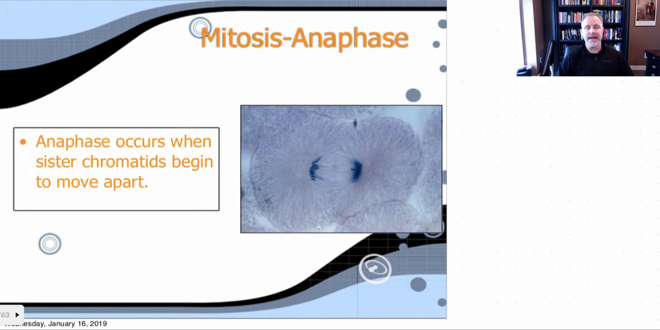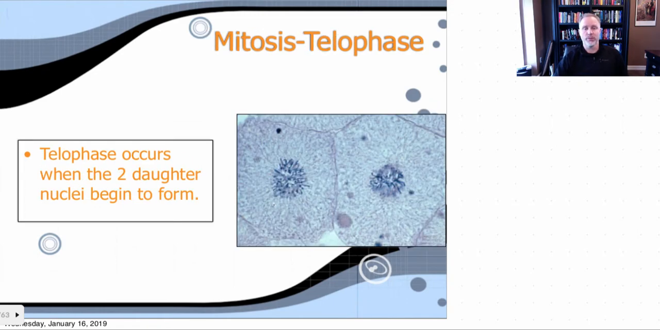Okay, so if we're looking at anaphase now, this is another characteristic phase. You can see that the chromosomes that were aligned at the metaphase plate begin to pull apart. They almost look like fingers sticking out, pointing in this direction and in this direction. This is characteristic of anaphase. These chromosomes are starting to move apart.